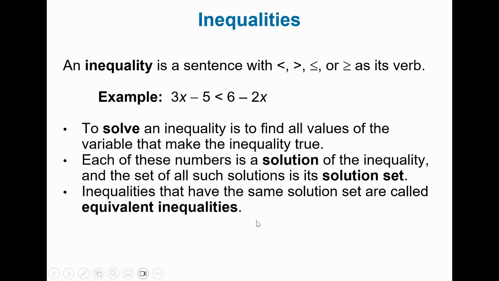An inequality is a sentence with a less than, a greater than symbol, less than or equal to, or greater than or equal to. These two are called strict inequalities, less than and greater than, strict. This is less than, or it could be equal to, greater than, or equal to. An example, 3x minus 5 is less than 6 minus 2x.